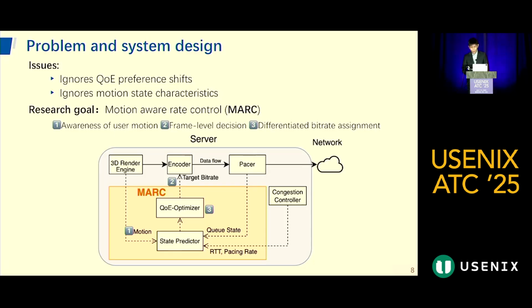First, to achieve motion awareness, the system receives motion information from the user, which feeds into our state predictor. This component forecasts future user behavior and network conditions. Then these predictions are sent to our QoE optimizer, which is the core of MARC. This is where we make our frame-level differentiated bitrate assignment. The result is the target bitrate, specifically tailored for the next frame. This is sent to the encoder. And I will explain them in more detail.